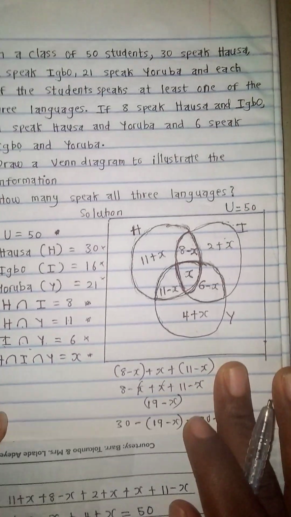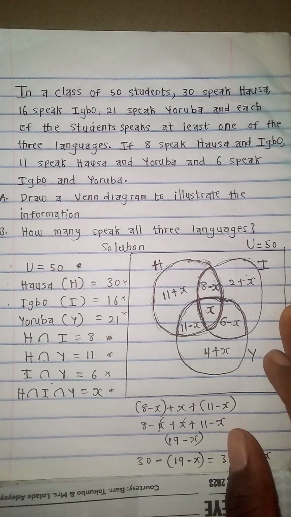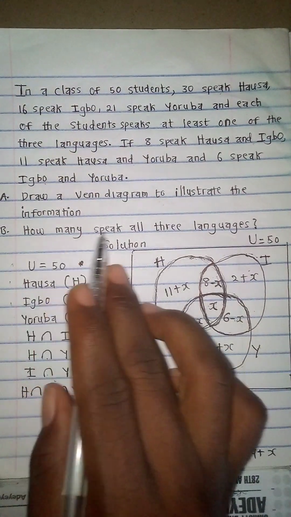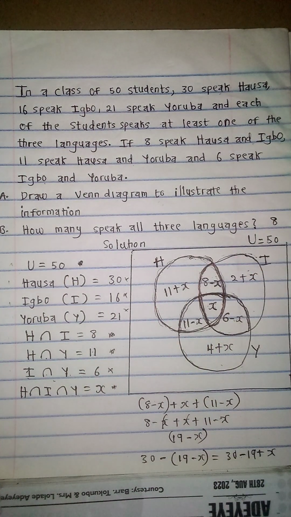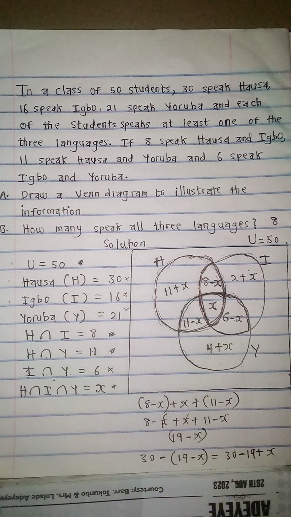Can you see how I easily solved this question? So how many speak all three languages? It is 8. Do you understand? So that is what x stands for here, 8.